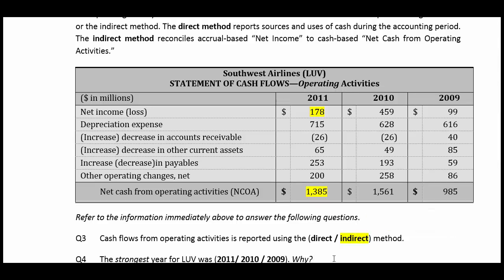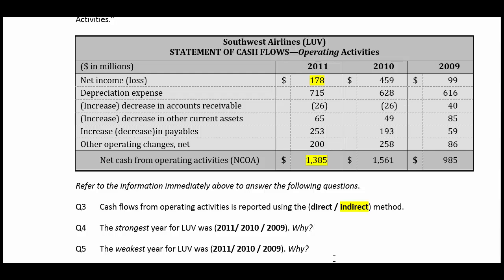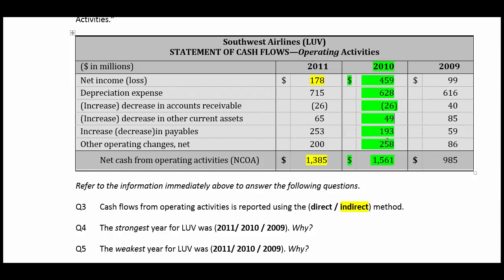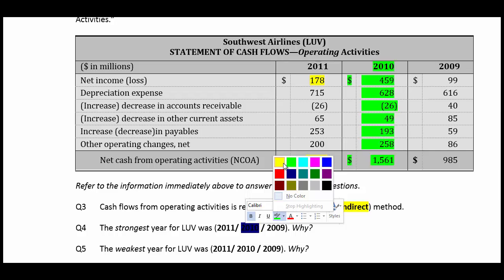What was the strongest year, would you say? Why do you say 2010? Because you have the most net cash coming in. Yeah, the cash flow here is much higher than the other 2 years. Look at that. The income is 459 million, and your cash flow is 1561. So I would say 2010. Yeah, that makes a lot of sense.